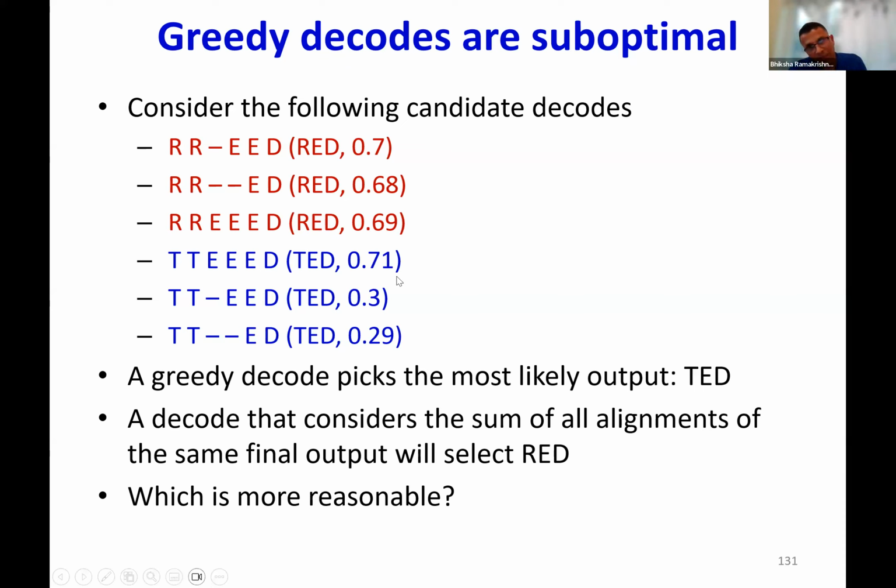But then if you look at the various other ways of aligning TED, the next highest one in my hypothetical example has a probability of 0.3. And then after that, it has a 0.29. Whereas if I look at red, there was an alignment which was pretty close to 0.71, but the second and third highest alignments also scored fairly highly. So which of these two would you think is the more reasonable thing to select in reality? Would it be TED or red? It's going to be red, right? It's more robust to jiggles in the alignment. So what we really want to do is this.